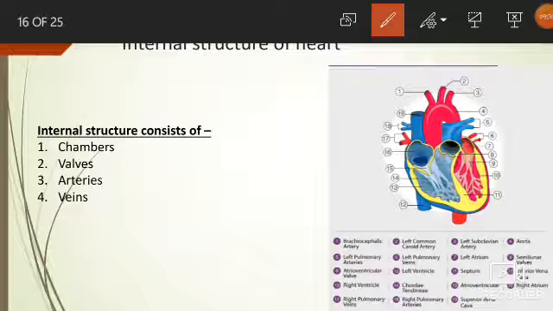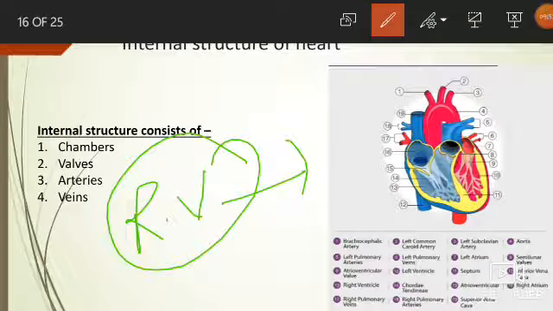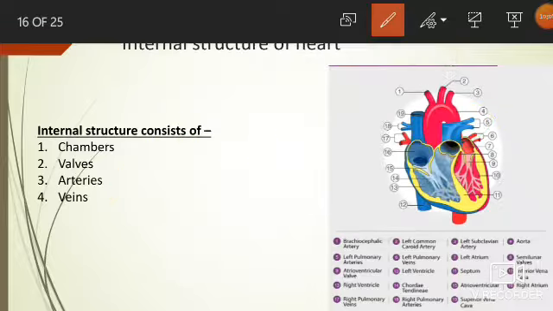Now this deoxygenated blood has to be oxygenated, and this oxygenation of blood takes place at the lungs region. So from the right ventricle, this deoxygenated blood goes to the lung region with the help of pulmonary arteries.